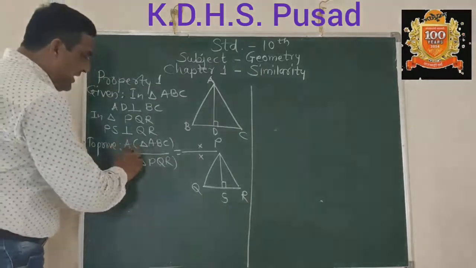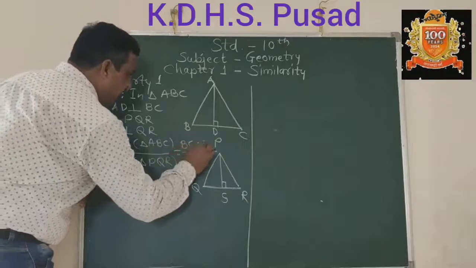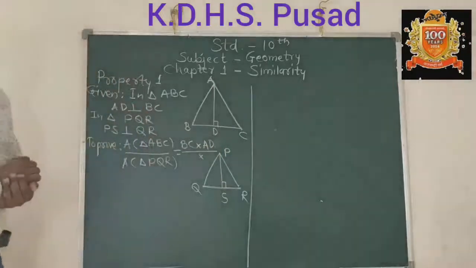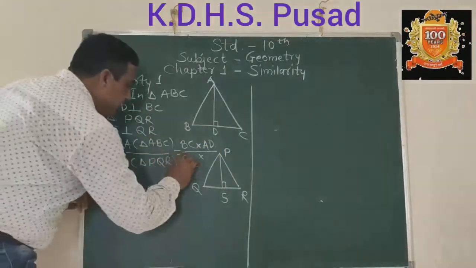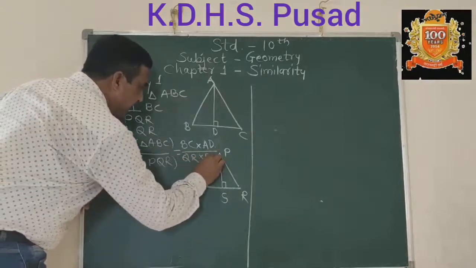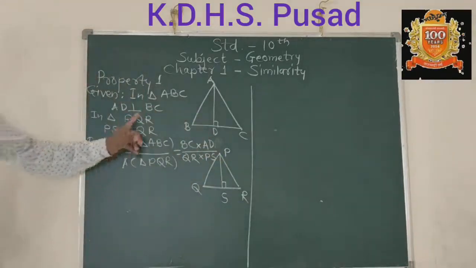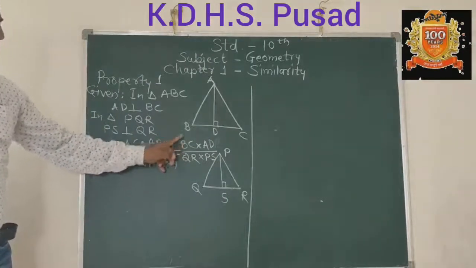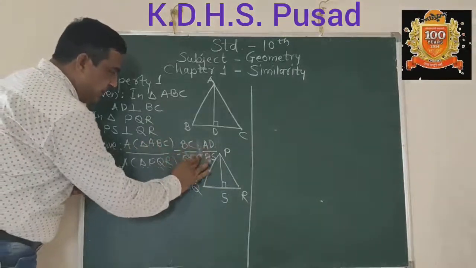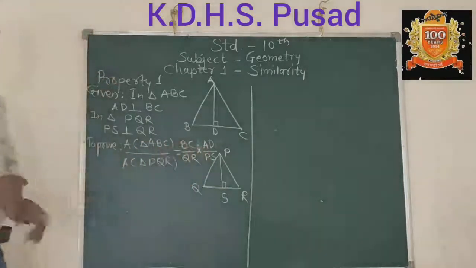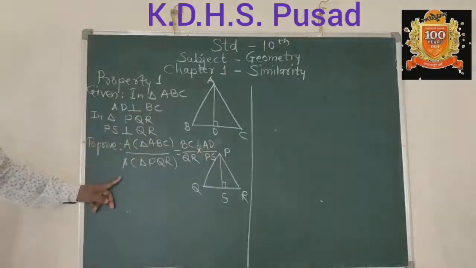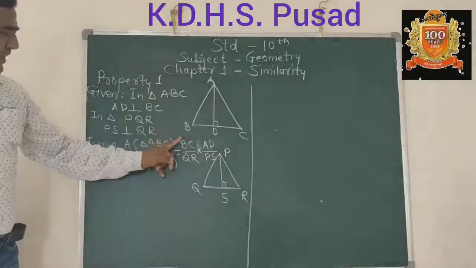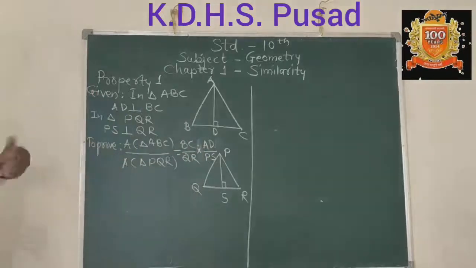So for triangle ABC, what is base? BC. And what is height? AD. So BC into AD. And for triangle PQR, what is base? QR. And what is the height? PS. QR into PS. So area of triangle ABC by area of triangle PQR is equal to BC by QR, and if you want to combine this, in this way you can combine: BC by QR into AD by PS. So the ratio of the areas of two triangles is equal to the ratio of the product of their bases and corresponding heights. Okay, now let's start the proof.